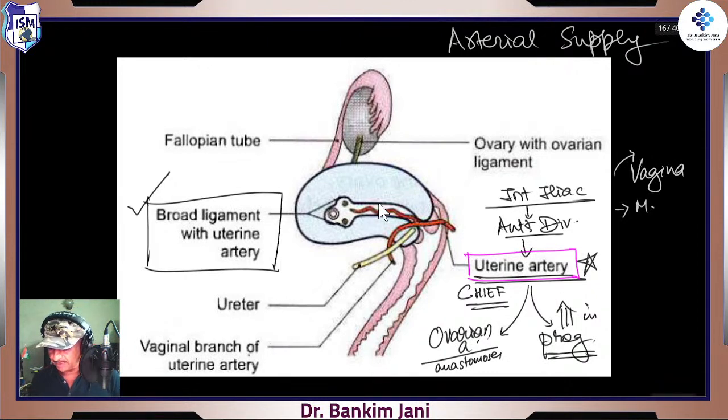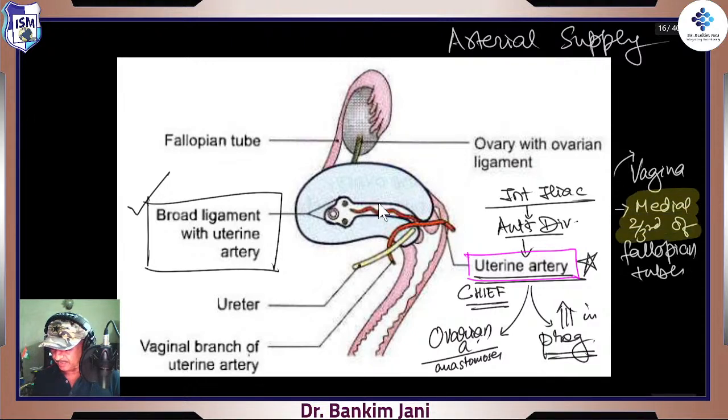So it is this medial two-thirds of fallopian tubes. So that's something which is important. So we'll mark it. Then others are all minor, right? Others are all minor. It gives supply to all those surrounding structures, this, that, everything. But this is main. While it gives branches for the ureter and others. So that's the arterial supply.